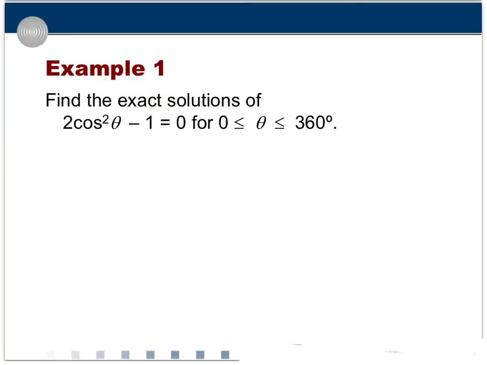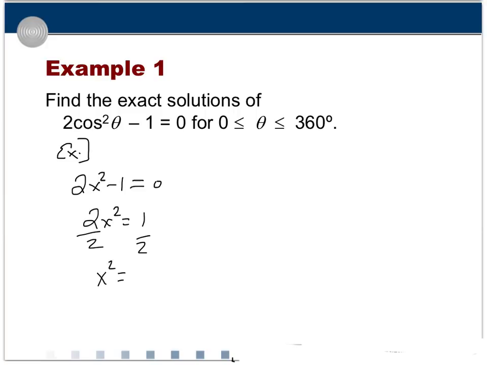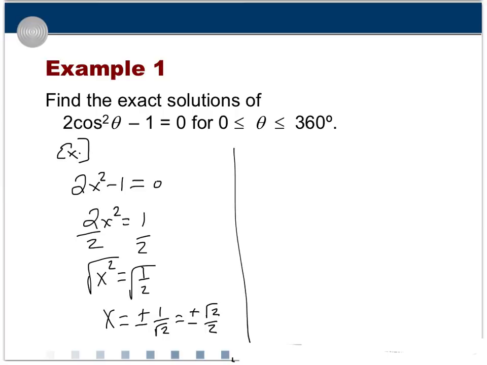A couple things. One is now we're dealing with an algebraic statement. And so what I'm going to do is set up an example where we're just looking at an algebraic statement. If I was to solve this, I would just add the 1 to both sides, divide by 2, and I get x squared is equal to 1/2. I take the square root, and x is equal to plus or minus 1 over root 2, which is the same as plus or minus root 2 over 2. Okay, so that's solving that algebraic statement.